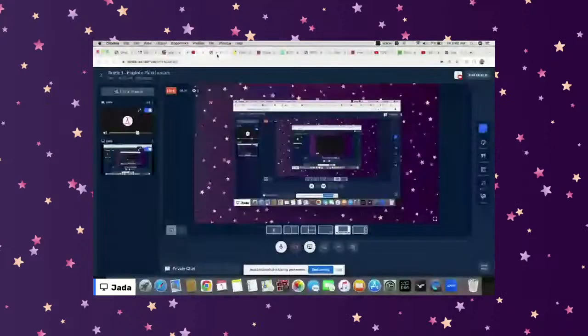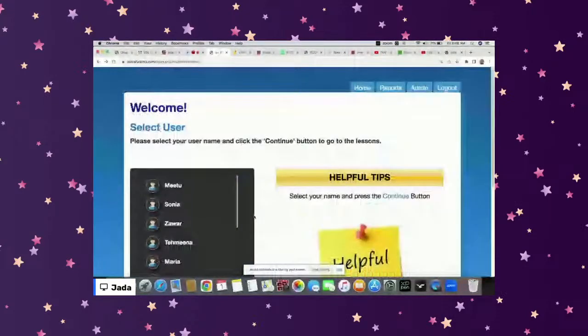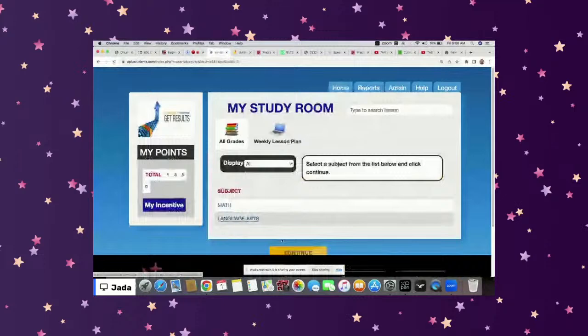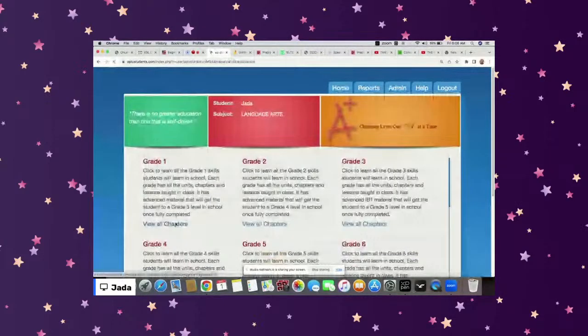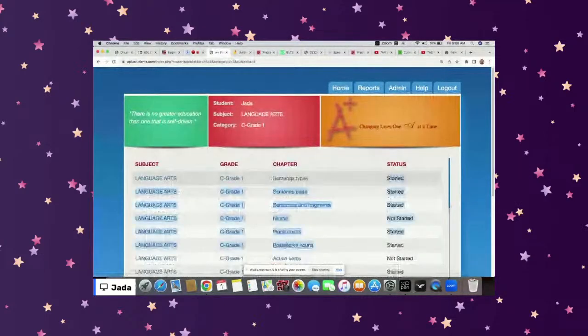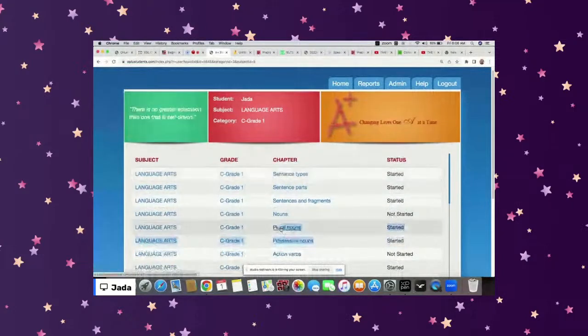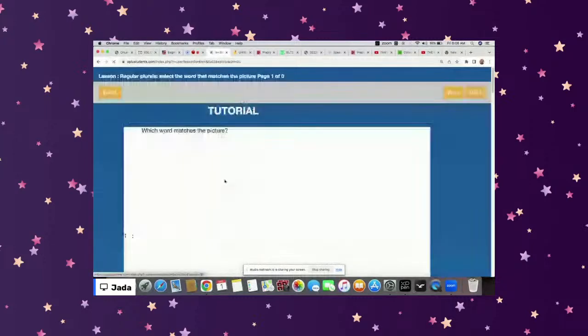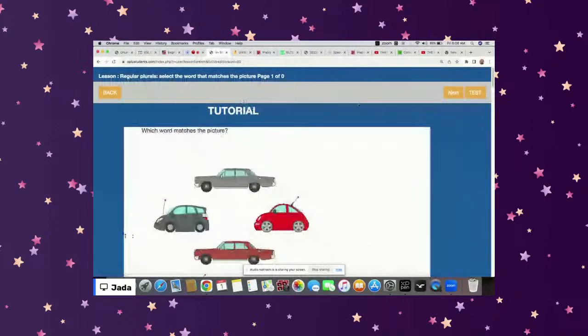First, you need to log in using aplusstudent.com, and then you click on your name, just like this, and then you go to language arts, and then grade 1. Okay, so we'll scroll down to the chapter we'll be having, and we're having plural nouns. So this is plural noun. The first one we'll be having under plural noun is regular plural. Select the word that matches the picture.